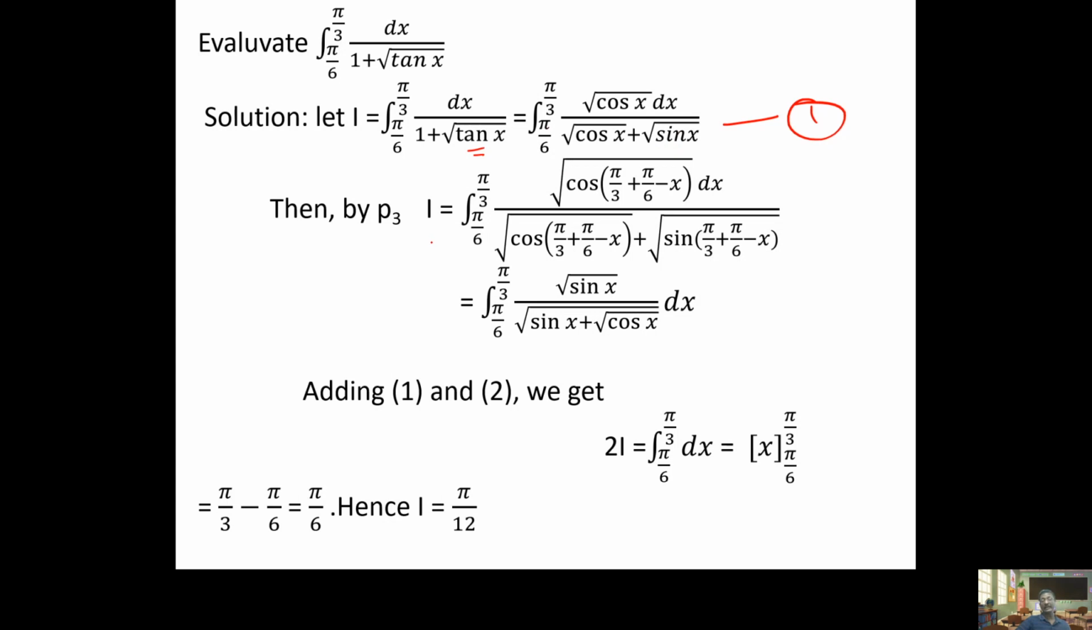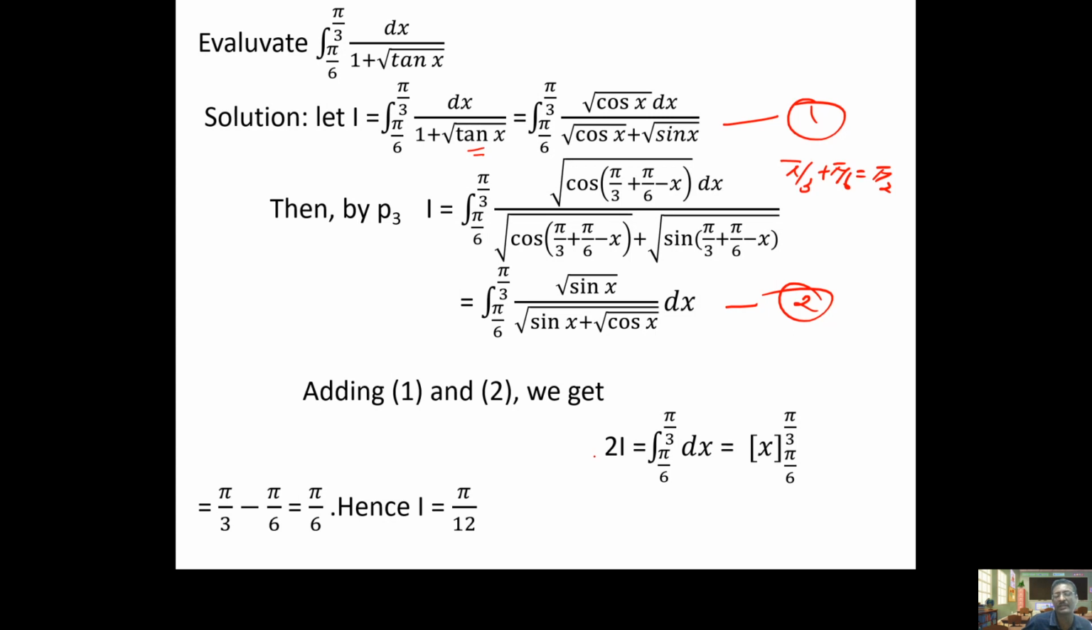P3. P3 is what? Integral a to b f of x dx is equal to integral a to b f of a plus b minus x. So I is equal to integral pi by 6 to pi by 3 of root of cos(pi by 3 plus pi by 6 minus x) dx by [root of cos(pi by 3 plus pi by 6 minus x) plus root of sin(pi by 3 plus pi by 6 minus x)]. Pi by 3 plus pi by 6 is pi by 2, so pi by 2 minus x. Cos of pi by 2 minus x becomes sin x. So root sin x by root sin x plus root cos x. This is equation number 2.